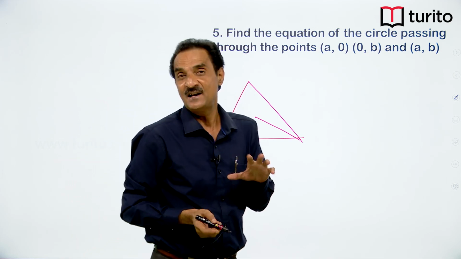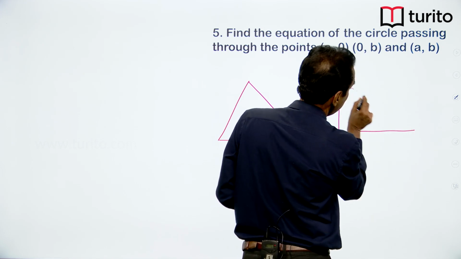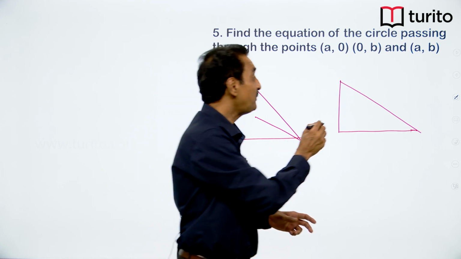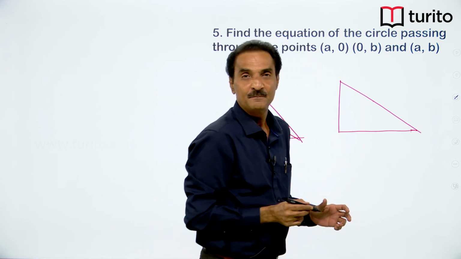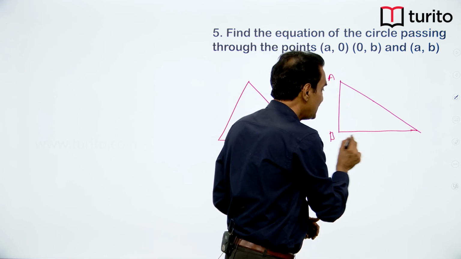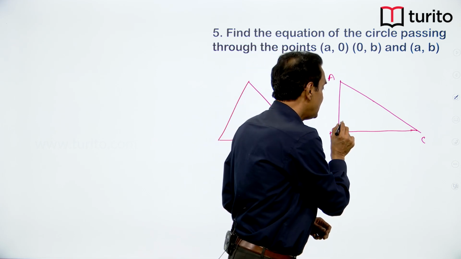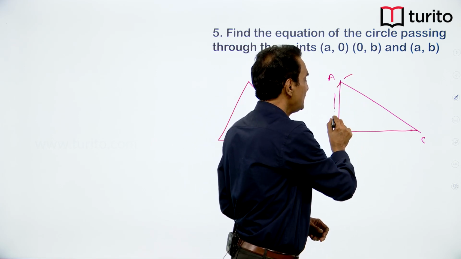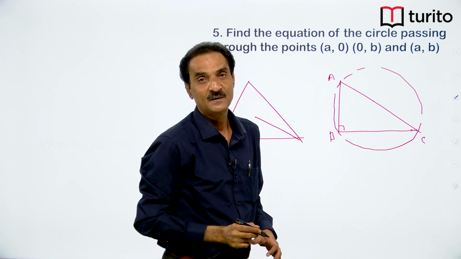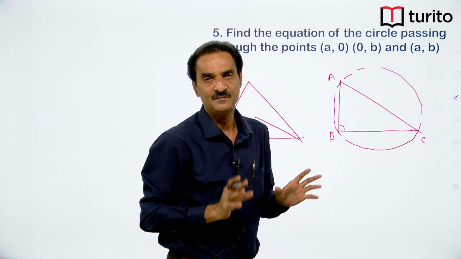If it is right angled, what is the circumcenter of a right angle triangle? It is the midpoint of the hypotenuse. And also, suppose ABC is the right angle triangle with right angle at B. Then, if you take the circumcircle, AC will be the diameter of the circumcircle. So, using the diameter form, you can find the equation of the circle very quickly.